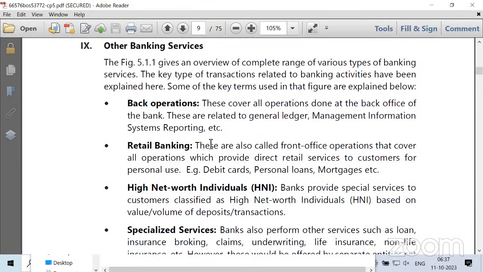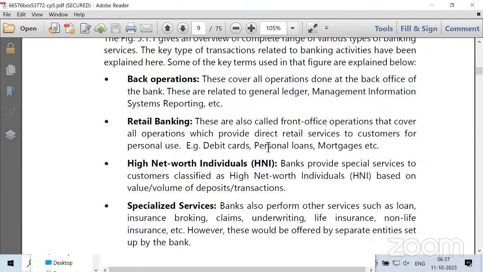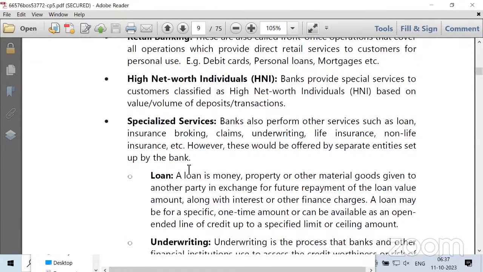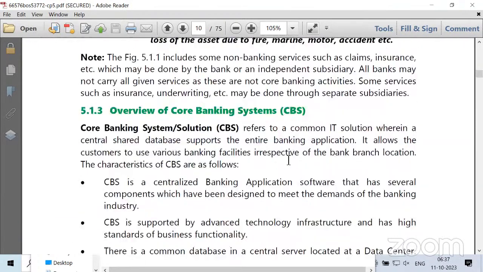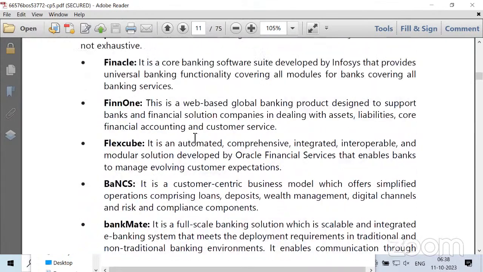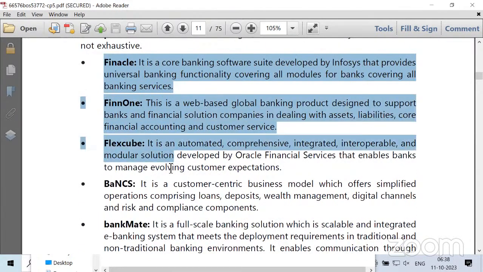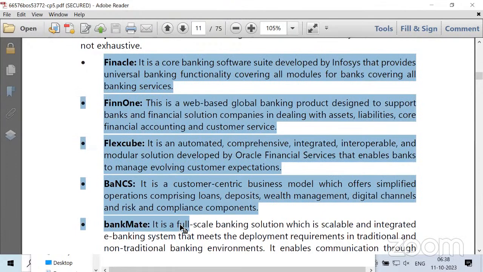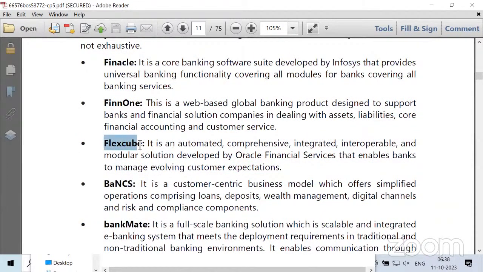Now, online banking services, back operations, as I said, operations are done at the back office related to general ledger. So all the expenditure, all the income, management information system, MIS reports. Then retail banking, high net worth individuals, specialized services, loan undertaking. So I'm skipping all these things. One time they asked a question, what is this Finacle, FinOne, Plus Cube and Bankmate? So I think they asked the question, what is Plus Cube? It is simply a CBS application developed by Oracle.